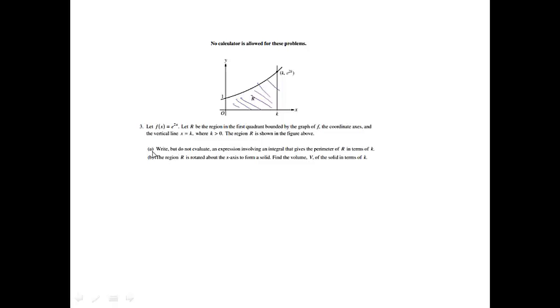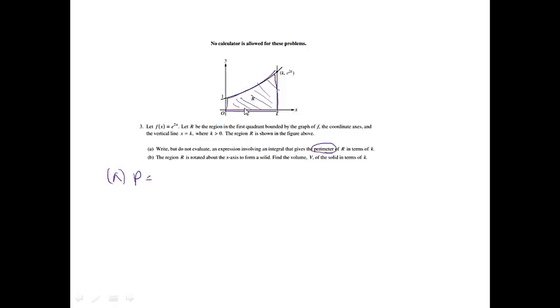Write, but do not evaluate, an expression involving an integral that gives the perimeter of R in terms of k. So we want the perimeter of this region. I'm just going to put P equals for perimeter. We want all the way around. So I want this part, this part, this part, and that curvy part.